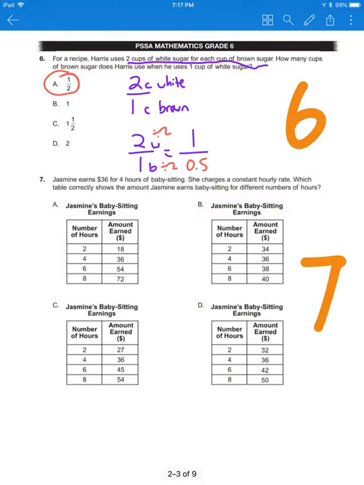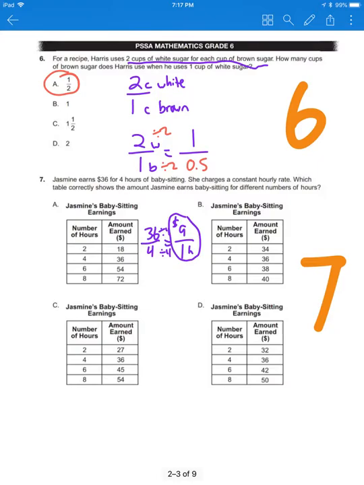Okay, number 7. Jasmine earns $36 for 4 hours of babysitting. She charges a constant hourly rate. Which table correctly shows the amount Jasmine earns babysitting for different numbers of hours? All right, so it's $36 for 4 hours. And if I reduce that, or change it to a unit rate, divide by 4, that means she gets $9 for every hour. Now the unit rate's going to help me understand this one. So, let's try this one.